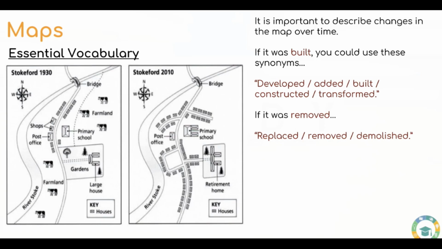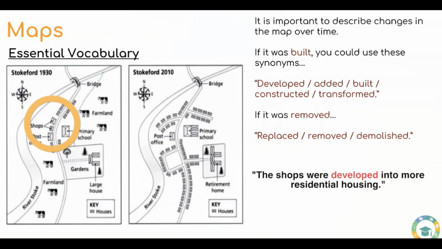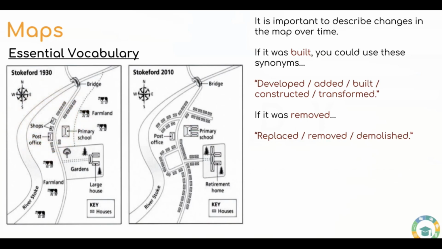If something has been built, you could use these synonyms to describe that: developed, added, built, constructed, or transformed. For example, from this map, you could say that the shops were developed into more residential housing. If a building or place has been reused instead of completely destroyed and rebuilt, you can use developed or transformed. If this place is completely new, you would say it was added, built, or constructed.